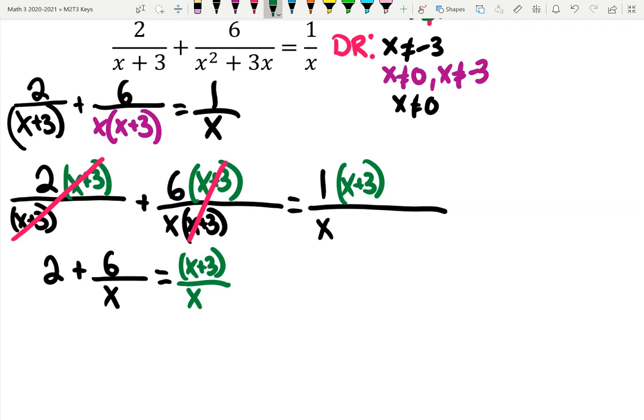Notice how some of my denominators got canceled? That's what I want. I want to solve this equation, so I got to get rid of the denominators in order to convert it into a form that I know how to solve. I'm going to go ahead and multiply all of the terms by x now. I see my denominator has an x left, and then cancel, cancel. So remaining, I have 2x plus 6 equals x plus 3.